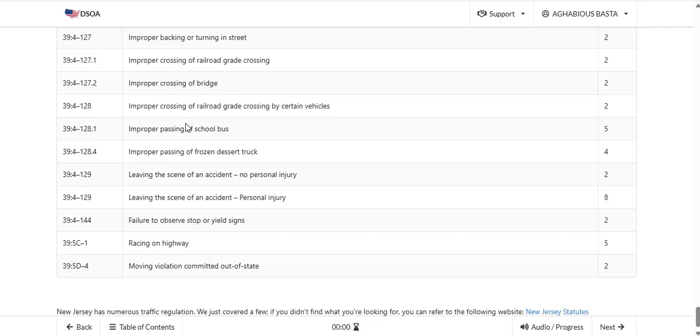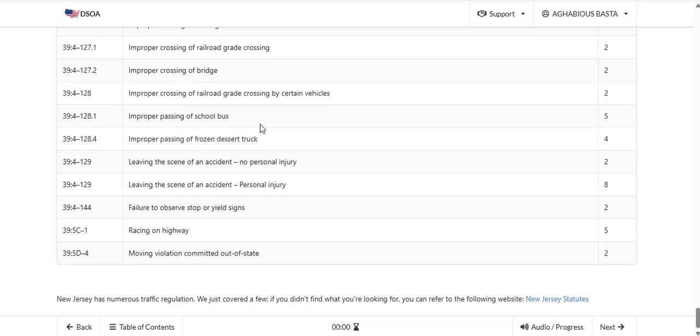39:4-128 Improper crossing of railroad grade crossing by certain vehicles. 39:4-128.1 Improper passing of school bus. 39:4-128.4 Improper passing of frozen dessert truck. 39:4-129 Leaving the scene of an accident, no personal injury. 39:4-129 Leaving the scene of an accident, personal injury. 39:4-144 Failure to observe stop or yield signs. 39:5C-1 Racing on highway. 39:5D-4 Moving violation committed out of state.